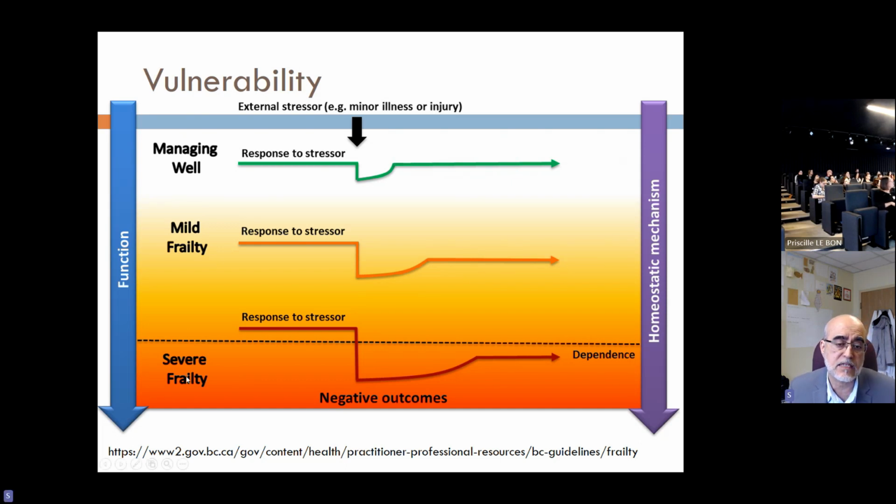Finally, when one looks at the severe frail at the bottom, en rouge, these people respond to stress and the response leads to becoming dependent in function, and the recovery is much, much slower and even more incomplete. And so people remain more permanently dependent with a higher risk of multiple bad outcomes.